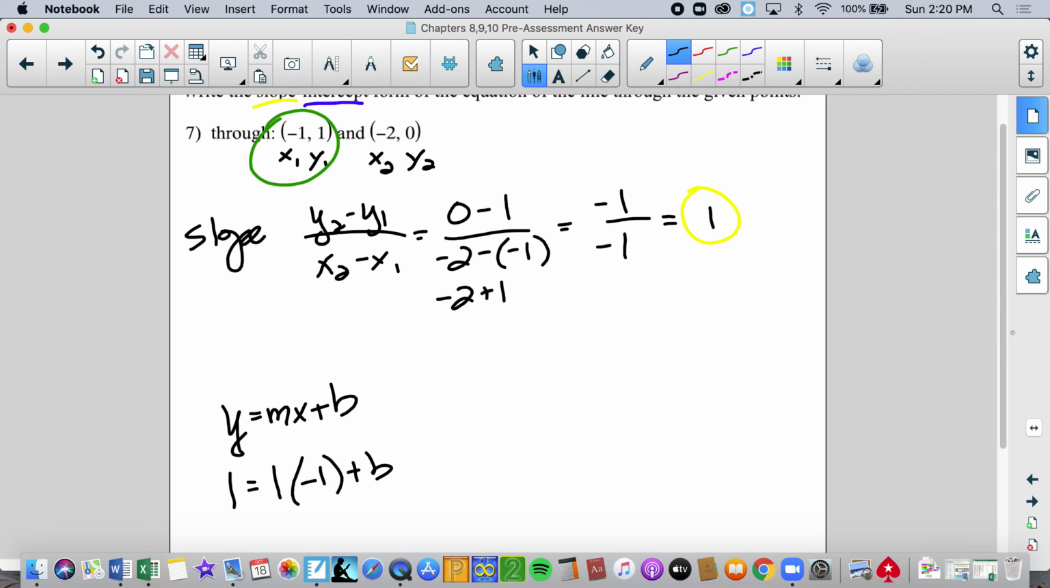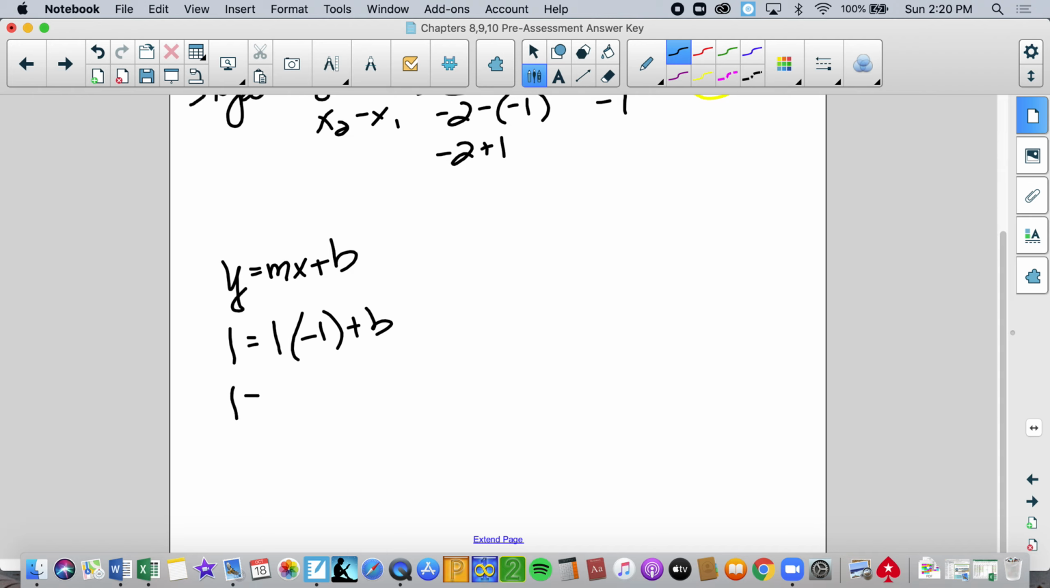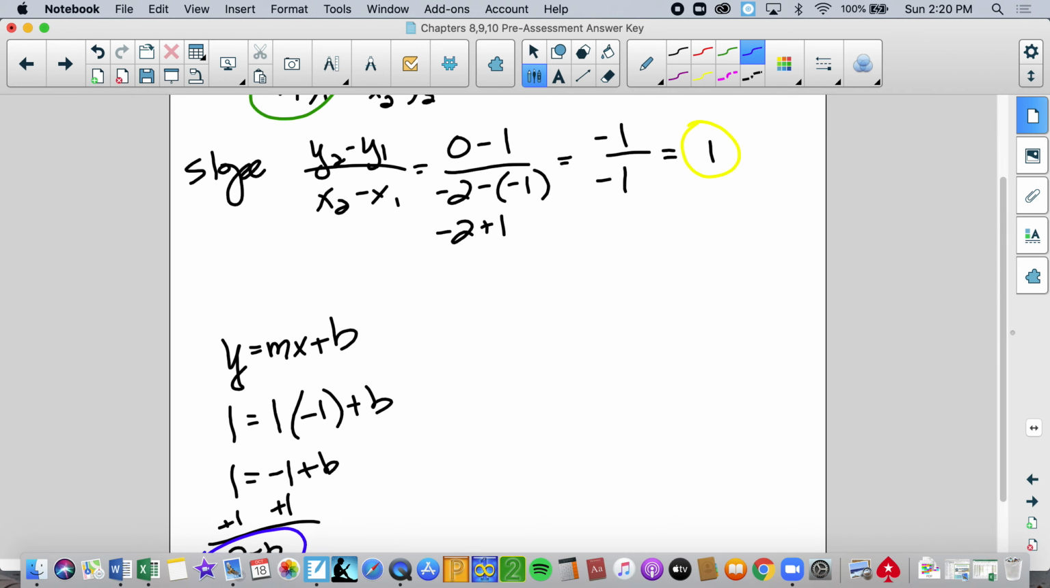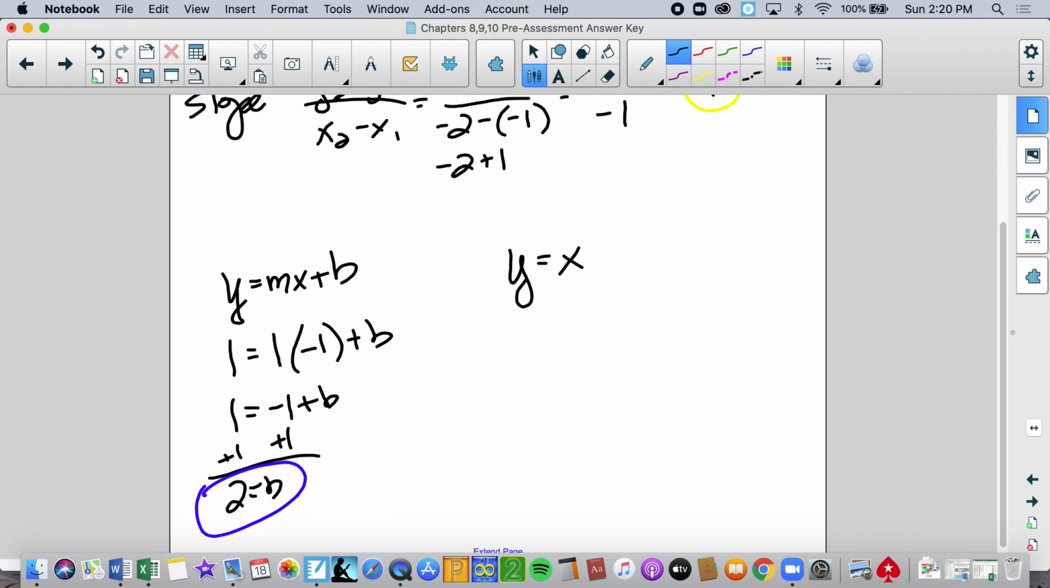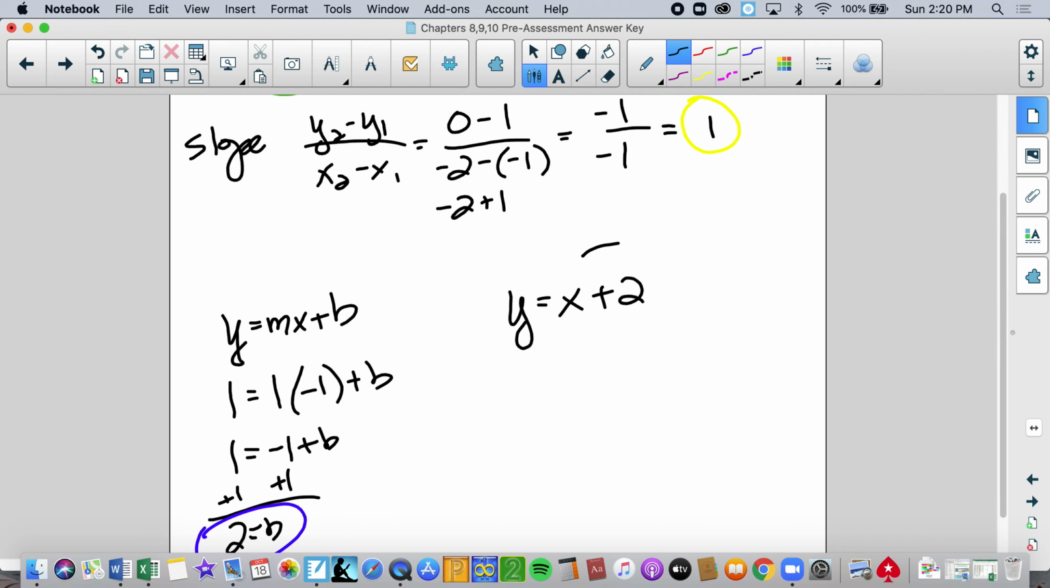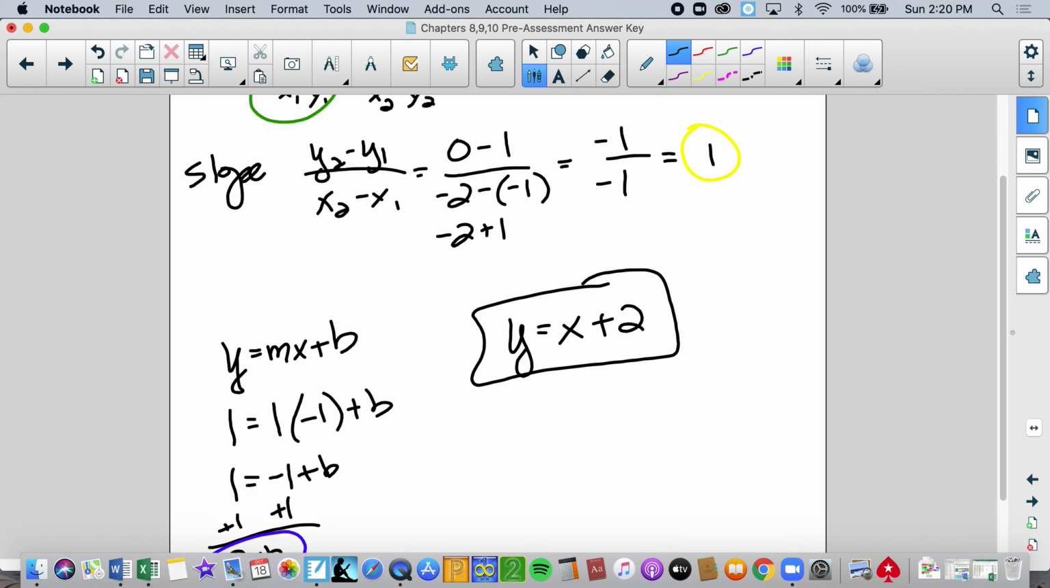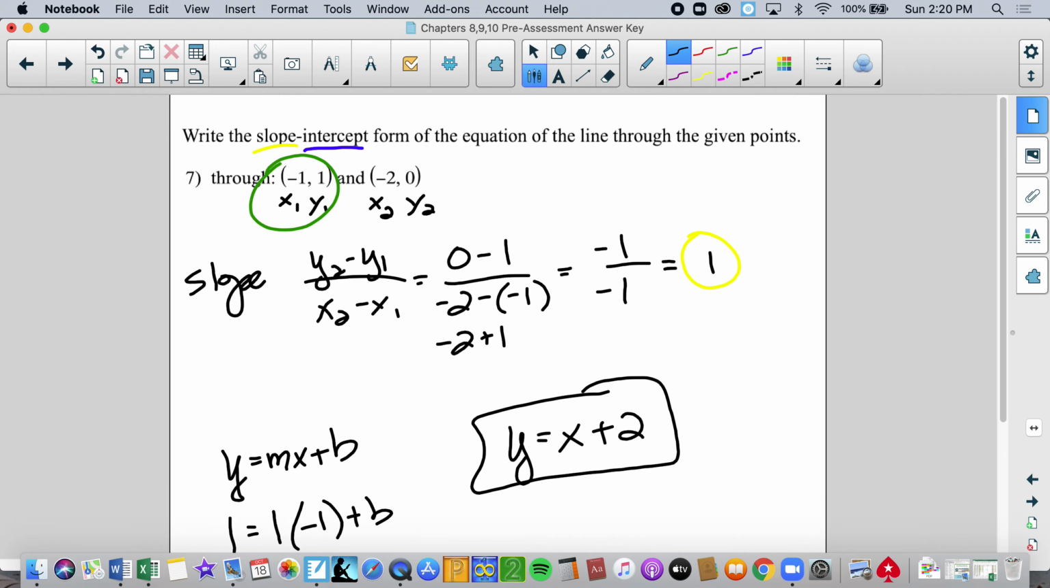Just checking, making sure that those values are correct. 1 equals -1 plus b. I'm going to add 1 to both sides. 2 equals b. I now have my y-intercept and I have my slope. So I can write a formula in slope-intercept form for the equation that contains the 2 points, -1, 1 and -2, 0.